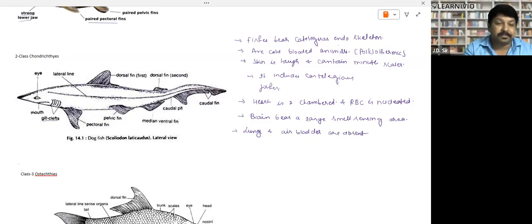Shark never sleeps. They keep on swimming. If they stop swimming, they will sink in the water. Do you have this idea? They keep on swimming this way, even while taking rest. If they stop swimming, they will sink down. Why? Because they do not have an air bladder.